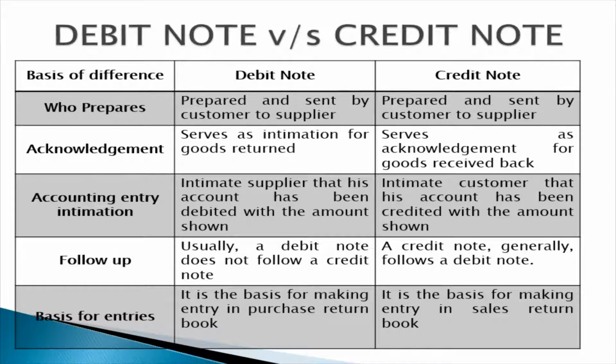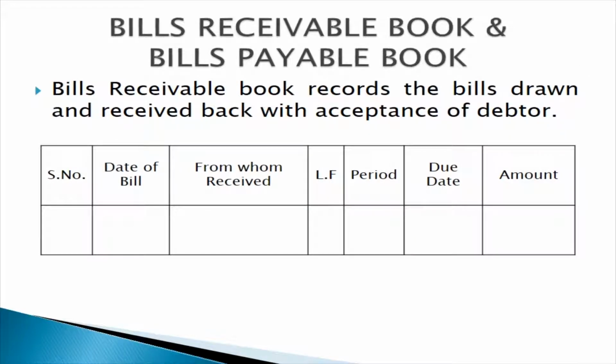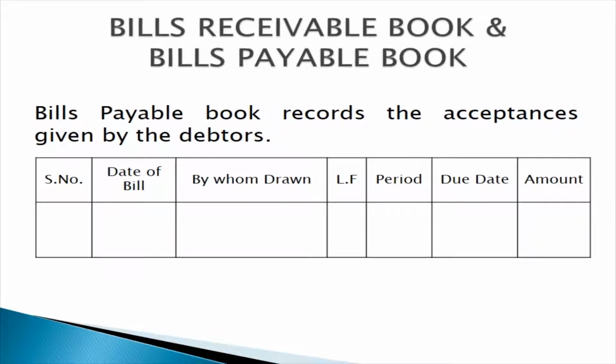Next basis of difference is follow-up. Usually, a debit note does not follow a credit note, but a credit note generally follows a debit note. And the last basis is basis for entries. Debit note is the basis for making entry in purchase return book, and credit note is the basis for making entry in sales return book. Now, moving on to the meaning of bills receivable and bills payable books. Bills receivable book records the bills drawn and received back with acceptance of a debtor. And bills payable book records the acceptances given by the debtors.